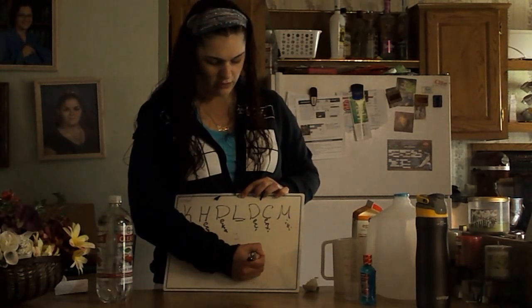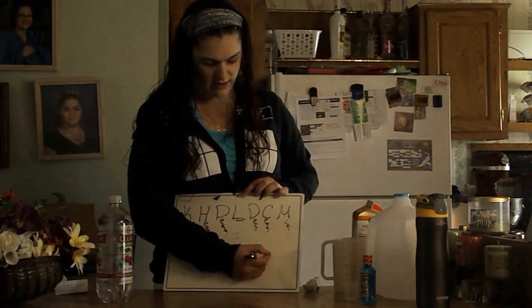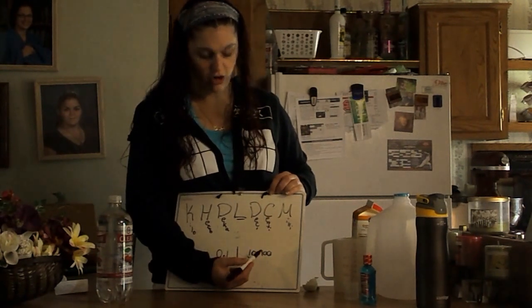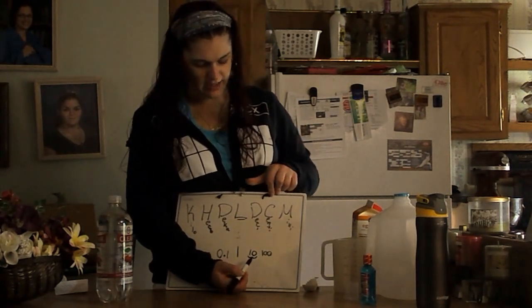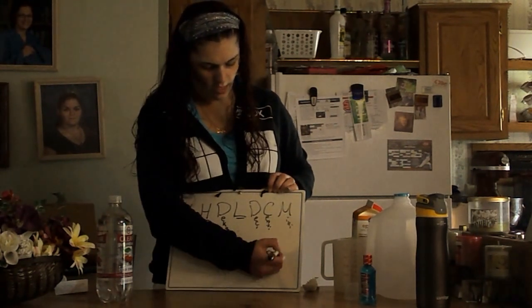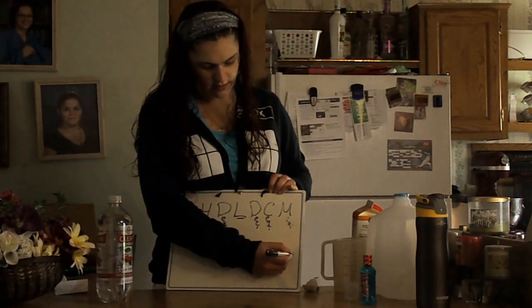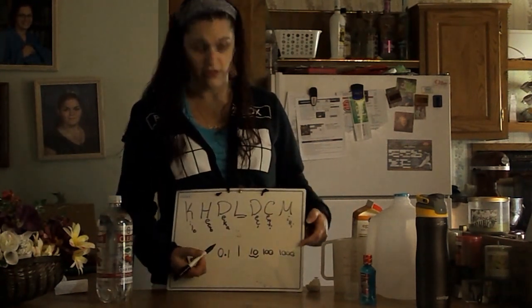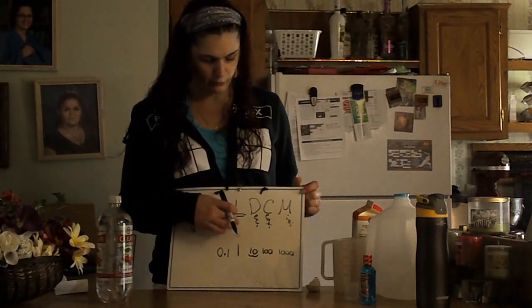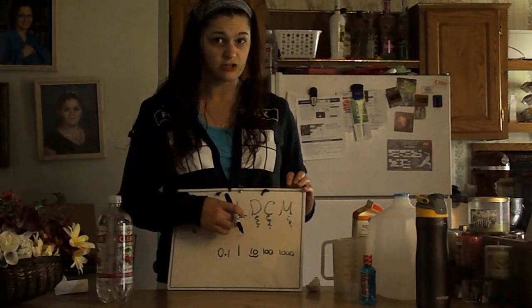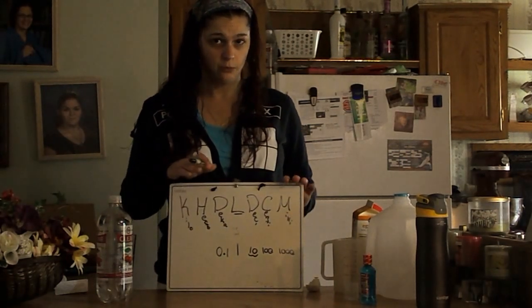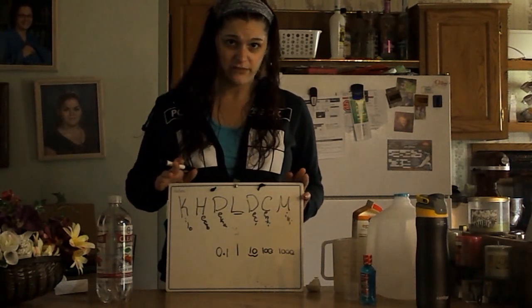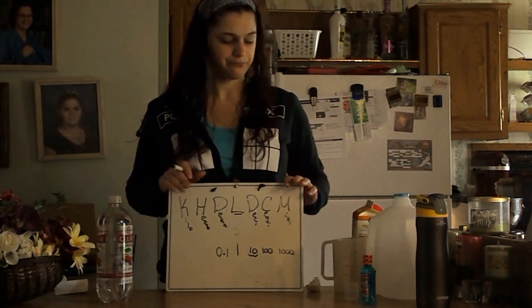So after that, we move it again, and we see there are 100 centiliters in 1 liter. And then we move it again, and we see that there are 1,000 milliliters in 1 liter. So milliliters are very, very tiny. When you think of milliliters, you should think of the medicine that you get from the doctor.